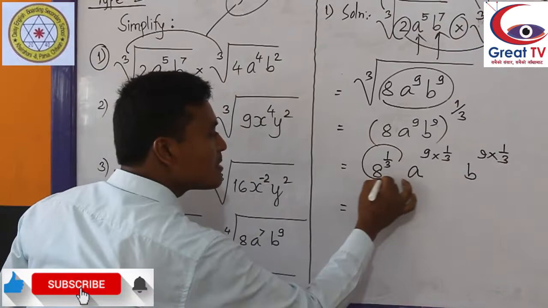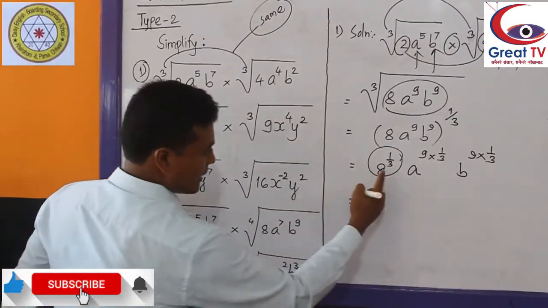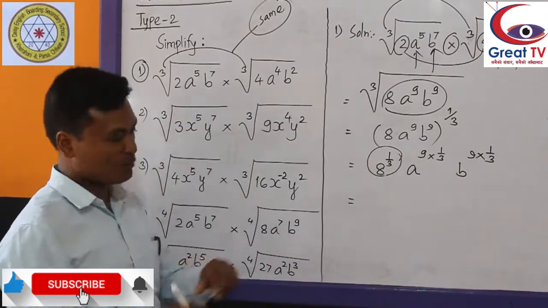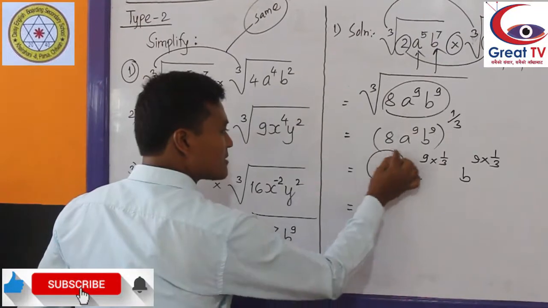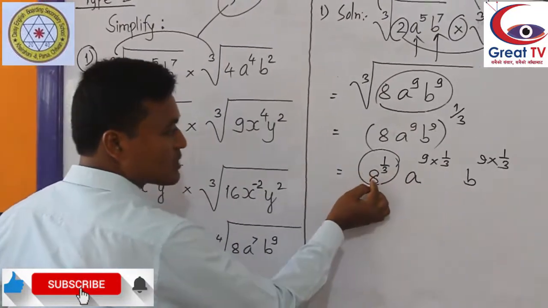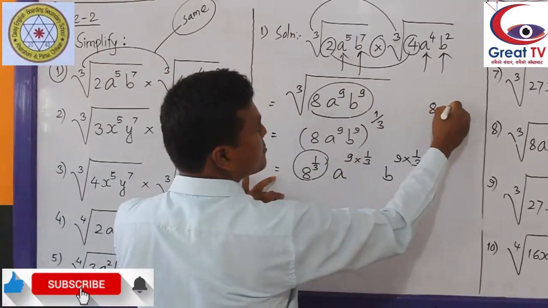Now, how to simplify this type of problem we did already in our previous class. Okay, 8 to the power 1 upon 3. We can simplify it. Here is the power 1 upon 3. We always try to cancel the denominator of the power. Here is 3, so we should express 8 in cube form. And we know very well 8 is equal to 2 cube.